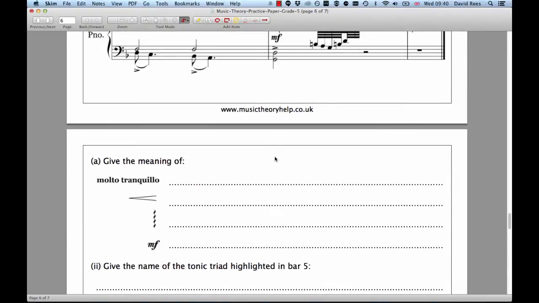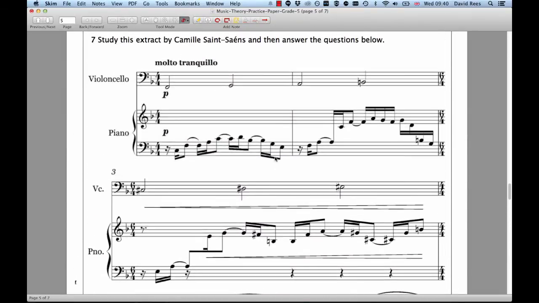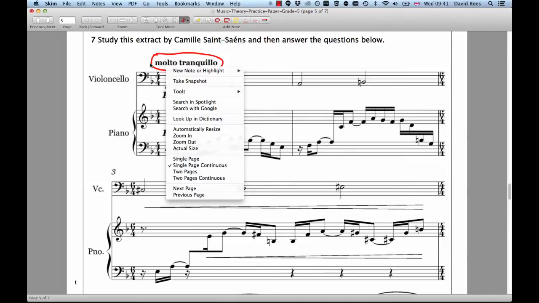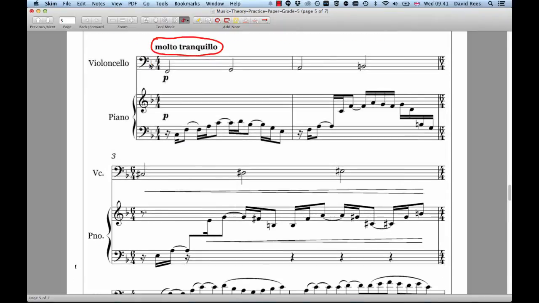So, question A says, give the meaning of molto tranquillo, and that's what we get right here at the start of the piece. And this is a performance indication. It's telling us kind of how the music should sound. And with lots of these performance markings, you just kind of have to have seen them before or have looked them up to get a good idea as to what they mean. There isn't a trick often.